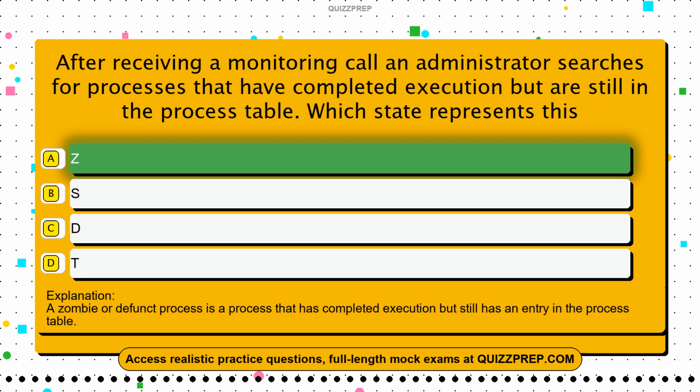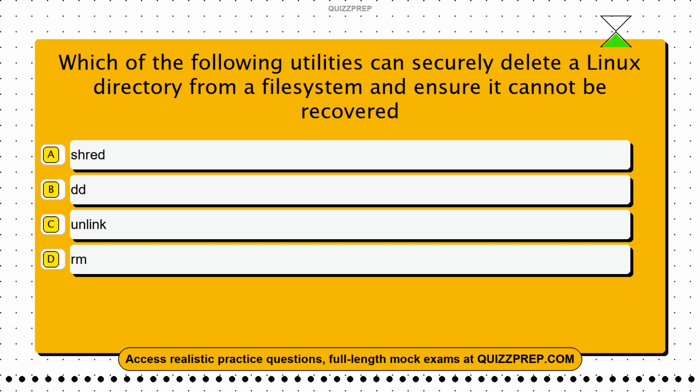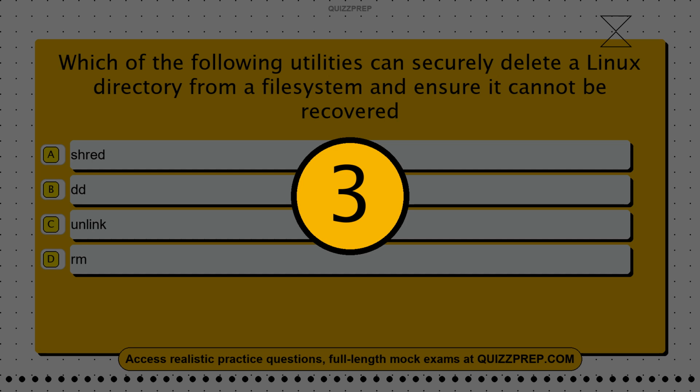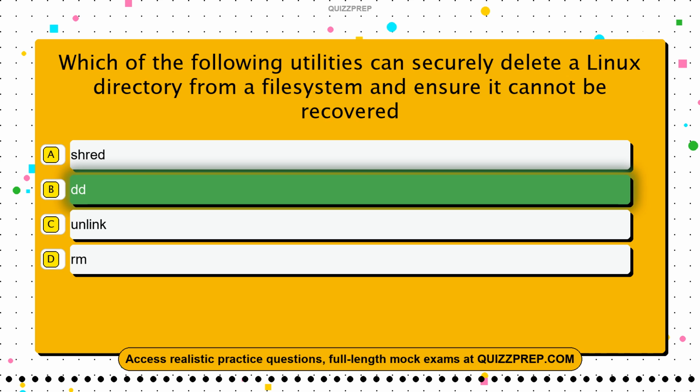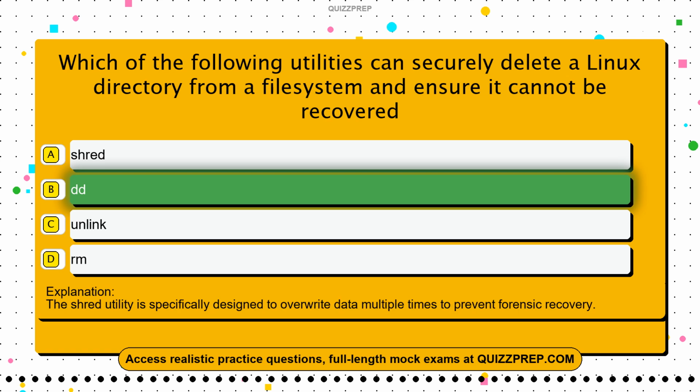Question 72. Which of the following utilities can securely delete a Linux directory from a file system and ensure it cannot be recovered? Option A, shred, option B, dd, option C, unlink, option D, rm. The correct answer is option B, dd. The shred utility is specifically designed to overwrite data multiple times to prevent forensic recovery.